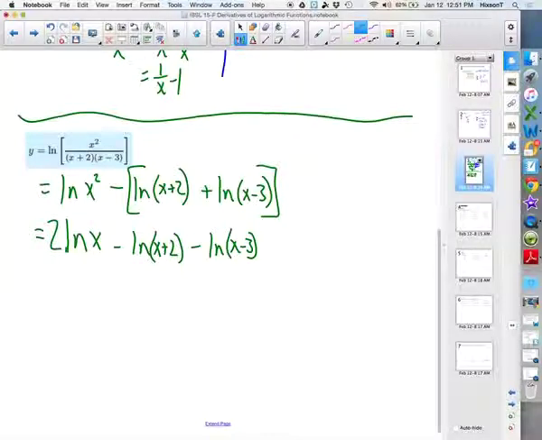So we took one that would be really a disaster to try to do using the chain rule and the quotient rule and then the product rule all in one big problem. And we now made it into something actually pretty simple.